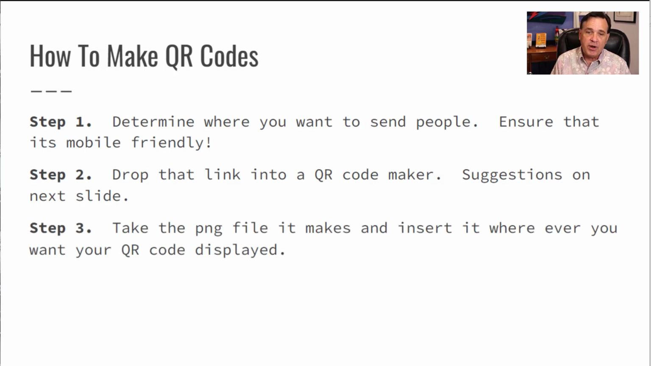And then step three, you're going to take that PNG file. That QR code maker will actually create that squiggly little square looking thing. Well, that PNG file that it makes, you're going to then take that and insert it wherever you want that QR code displayed. If it's your book, if it's on your video, if it's on your Amazon Author Central page, wherever it is, you will have it there for people ready to use, right?